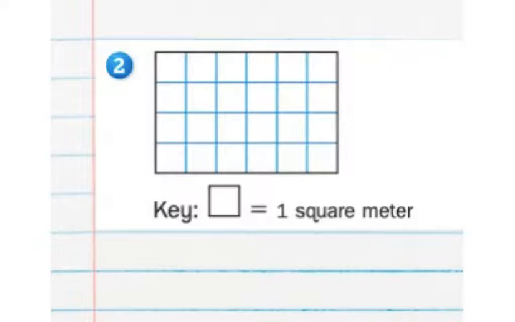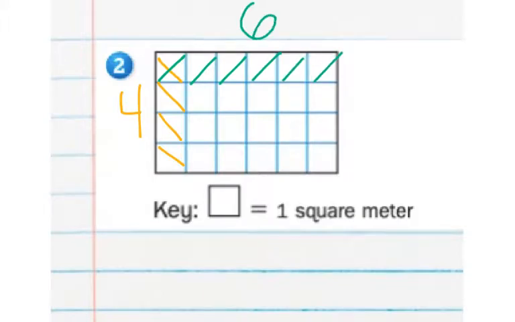I can see that the width is made of 1, 2, 3, 4, and the length is going to be 1, 2, 3, 4, 5, 6. So think to yourself for a second, how can I figure out how much space does this rectangle take up? I'll give you a minute to think about it.